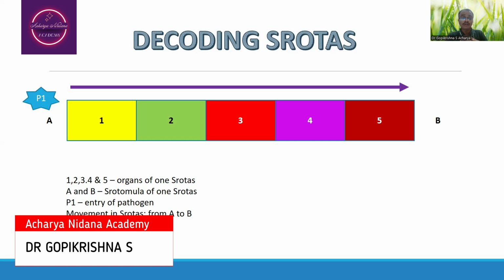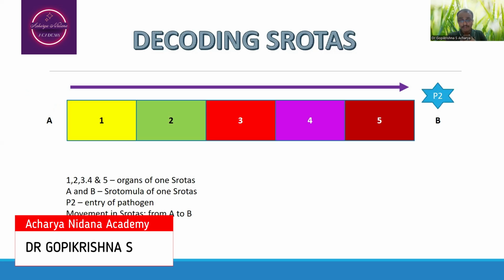Suppose a pathogen is entering from the Srotomula A, then the symptoms that it is going to produce will be observed in organ number 1 first. Later, the symptoms will be observed in organ number 2, then organ number 3, then organ number 4, then organ number 5. And later, Srotomula B affliction can also be seen.